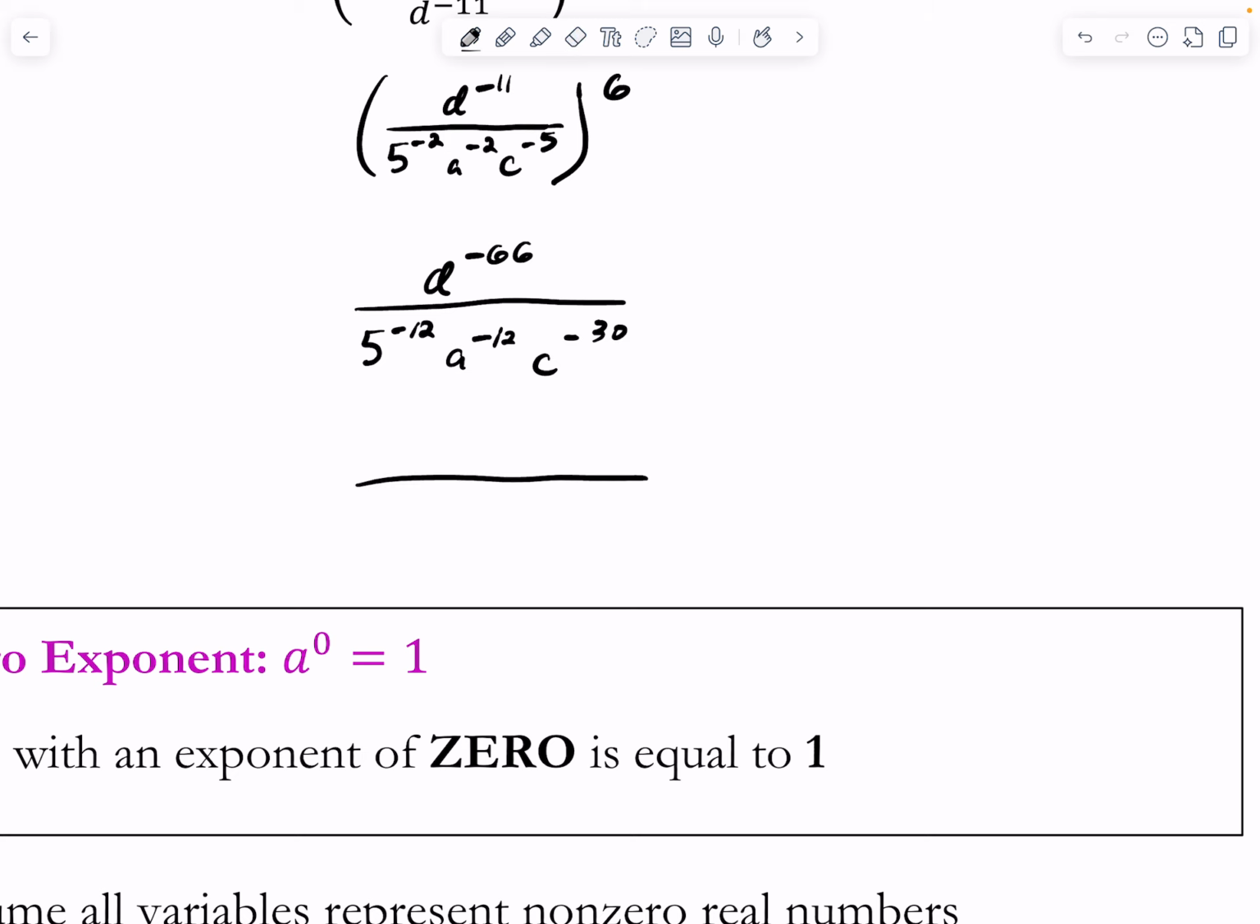So do my fraction bar. So in the denominator, I'll have d to the 66th power. In the numerator, I'll have 5 to the 12th power, a to the 12th power, and c to the 30th.